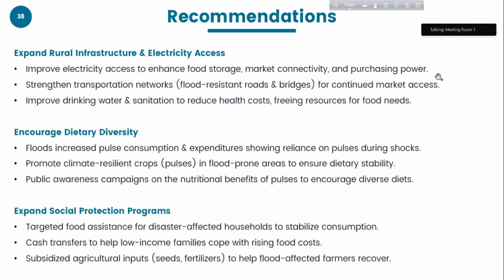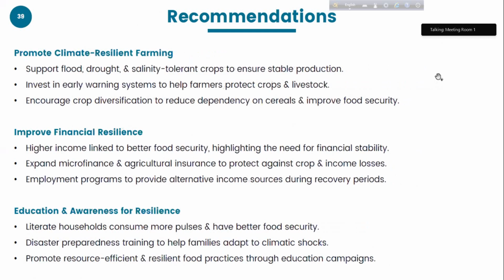Some of the recommendations I would suggest: expand rural infrastructure and electricity access, encourage dietary diversity, and expand social protection programs so households get cash transfers to help during climate change events and extreme events. Also subsidize agriculture inputs to help flood affected farmers recover, and promote climate resilient farming, with crops resilient to these shocks, so that households can improve their financial resilience.